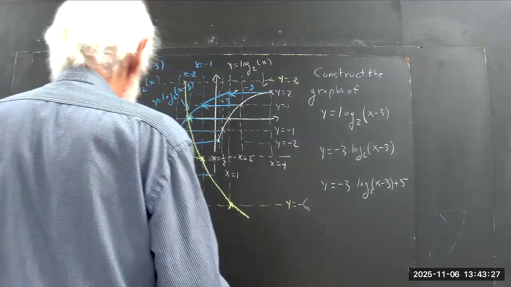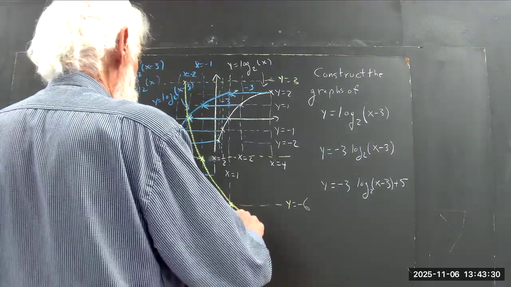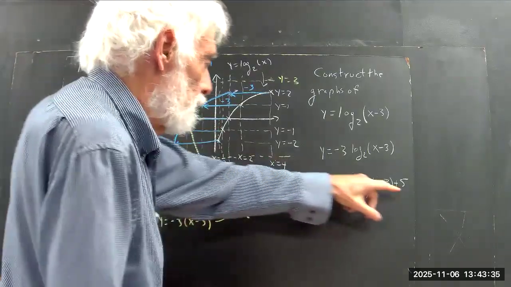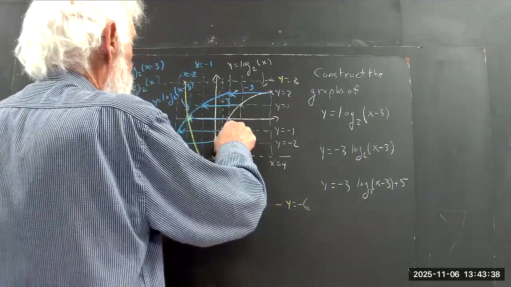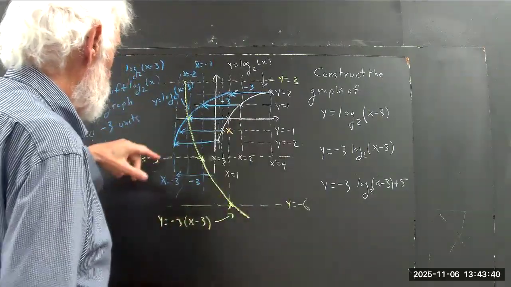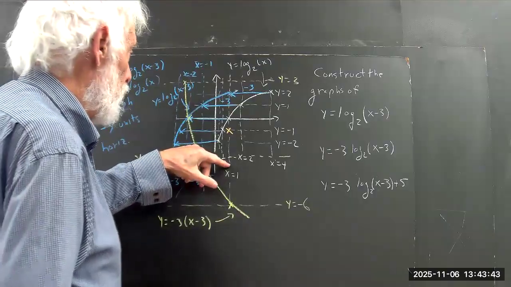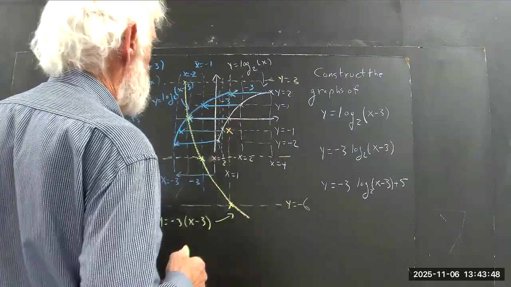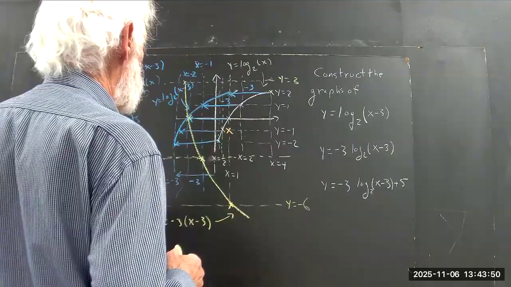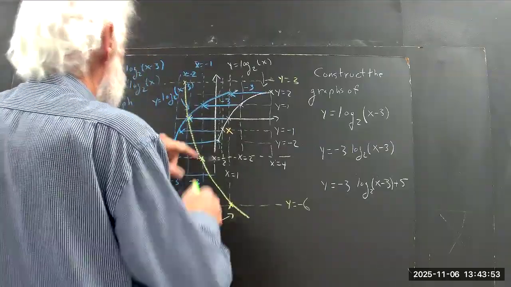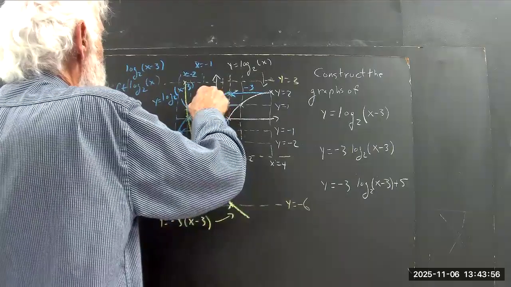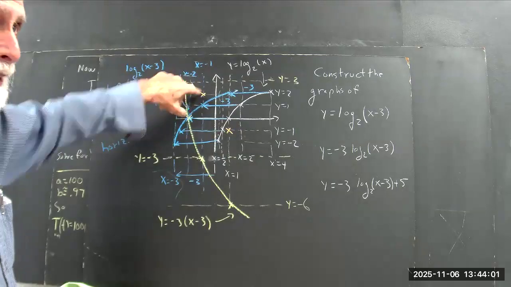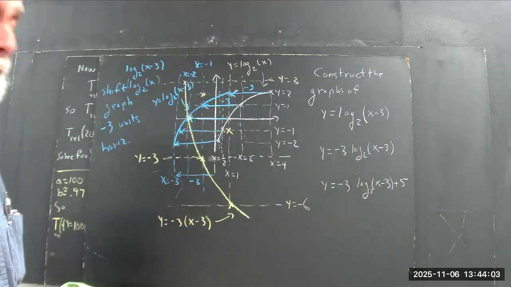So this point, we add 5 to the y coordinate, it puts us here. This point where y is -3, we add 5, we get y equals +2. I have the right point. It's this point, there it is, goes up to 2. Okay, going straight up because it's a vertical shift.